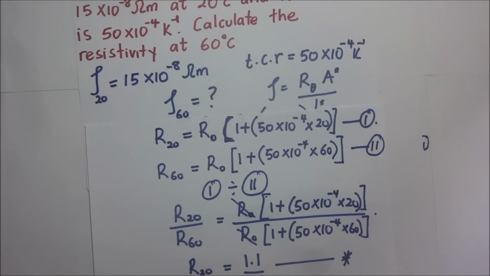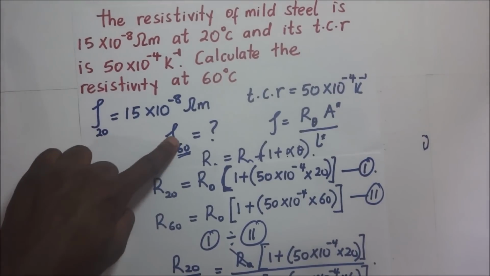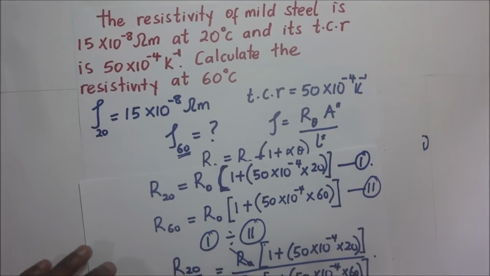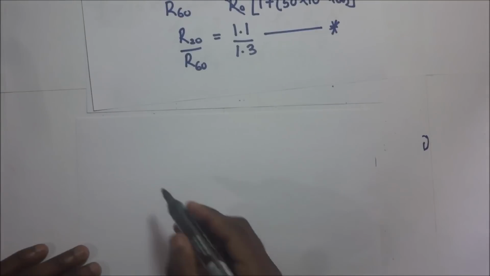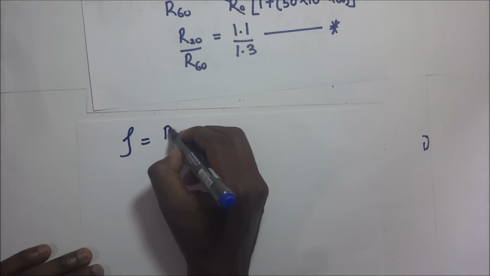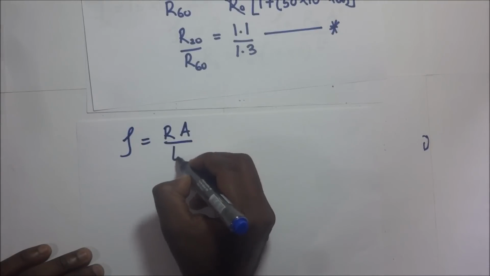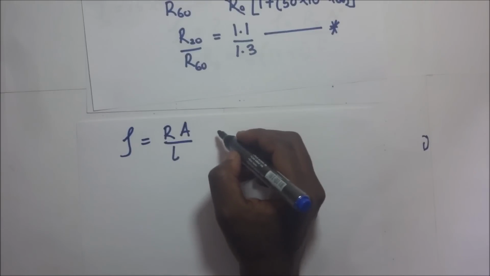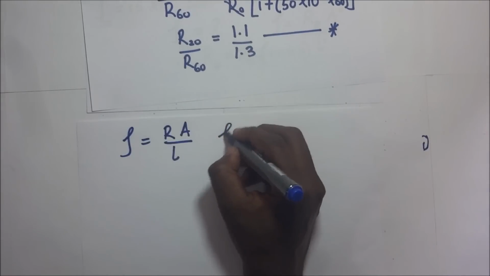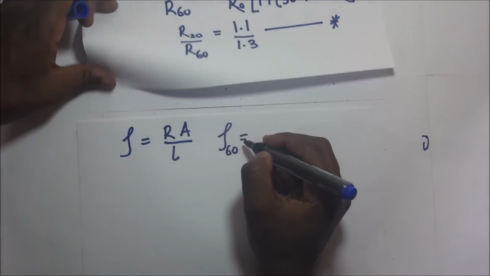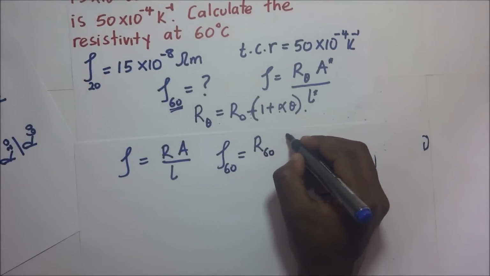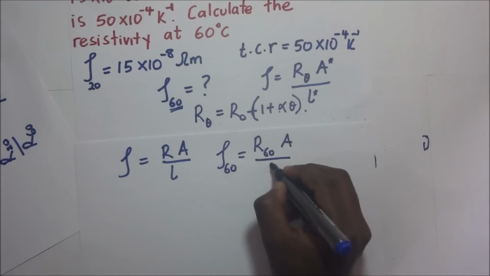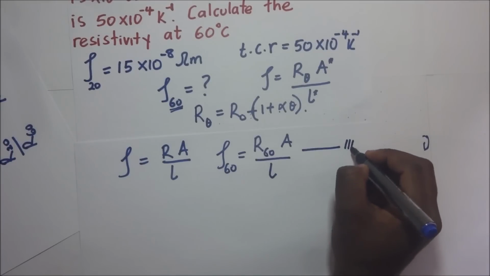We have one expression, so we will go ahead and find another expression using our formulas for resistivity. So this is our first expression. Resistivity gives us resistance times area over the length of the conductor. In this case, the resistivity at 60 is going to be the resistance at 60 degrees times the area of the mild steel, divided by the length. That is our equation 3.